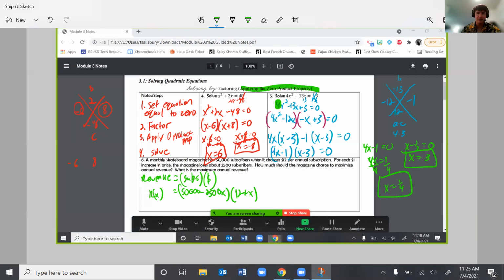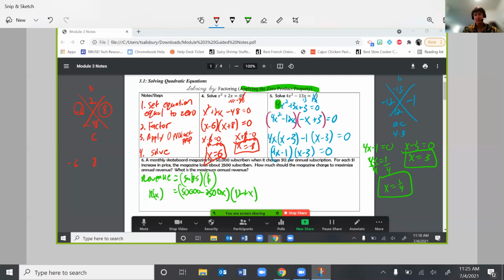So that we could solve, and we could do this a couple ways. Well, that's just what the equation is, right? How much should the magazine charge to maximize annual revenue? So we want to find the maximum of this, which means we want to find the vertex. So first, we should probably make this into a quadratic equation. This is going to be applying what we did in the last section, actually. Well, actually, let's do it this way. Let's not multiply. Let's just go from here.